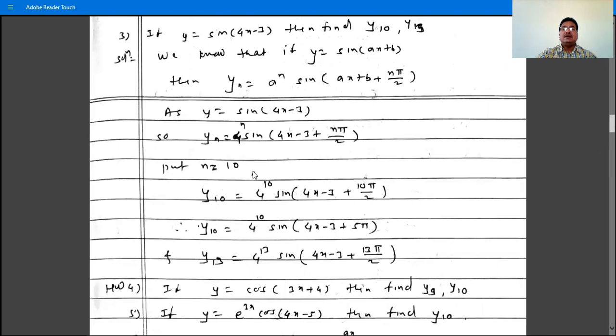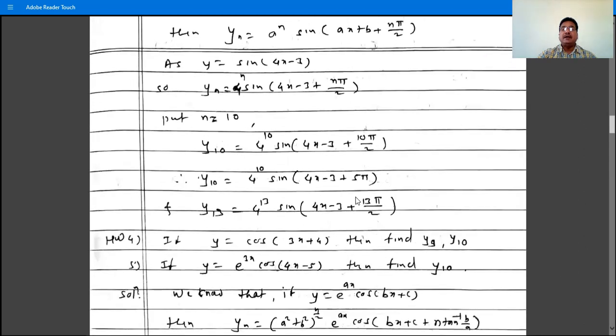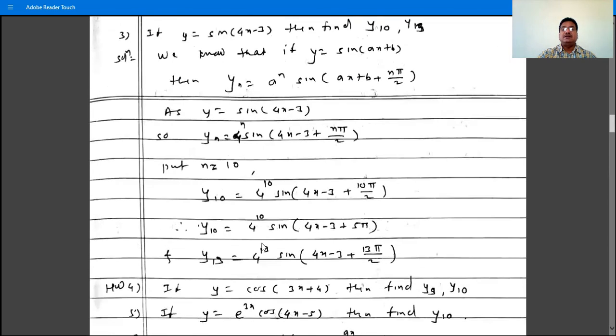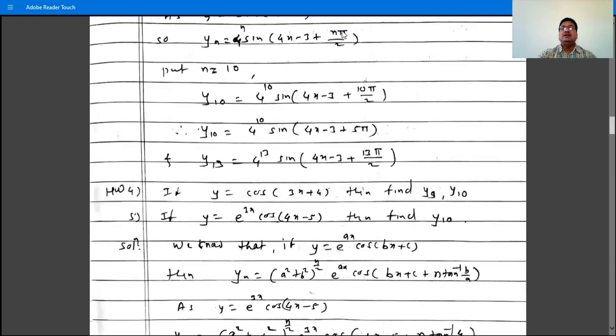Substitute n as 10. So we get y10 as 4 raised to 10 sine 4x minus 3 plus 10 pi by 2. 10 pi by 2 is 5 pi. So similarly, if you find y13, substitute n as 13: 4 raised to 13 sine 4x minus 3 plus 13 pi by 2.